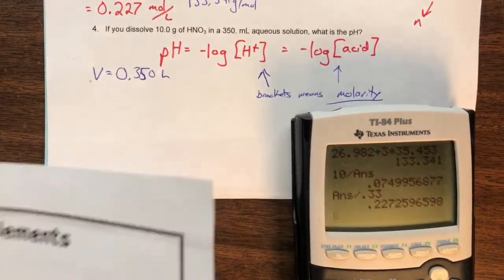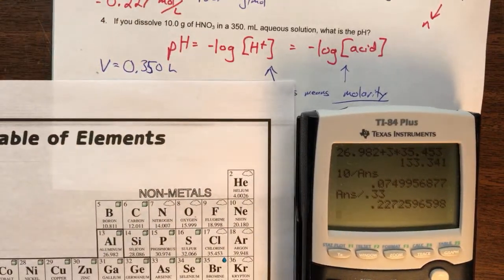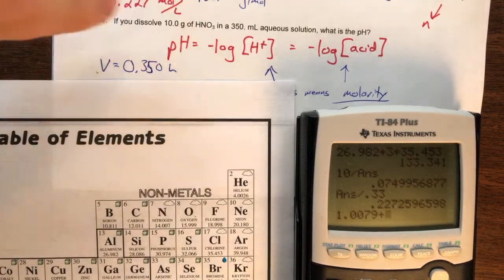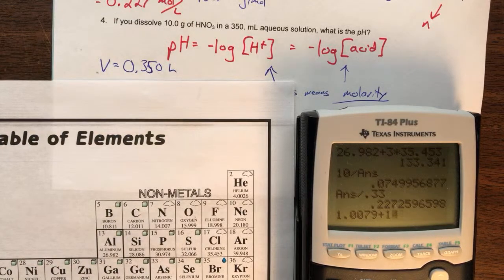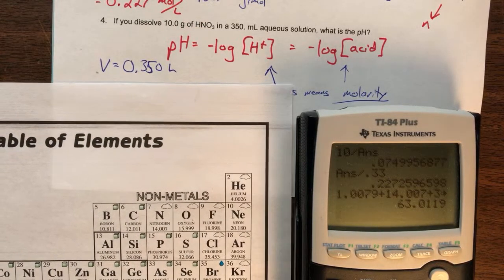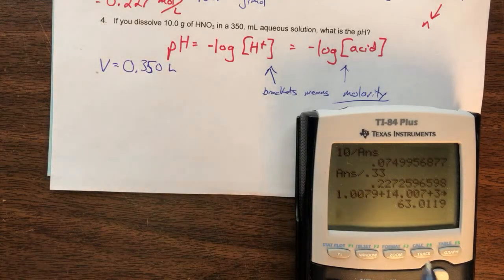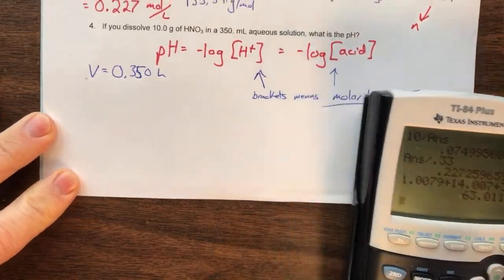Periodic table. Nitric acid has 1 hydrogen, right? That's going to be 1.0079. It has 1 nitrogen, which is 14.007. And there are 3 oxygens. So it's 3 times your oxygen, which is 15.999. So nitric acid works out to be 63.012 or 0119. That's your molar mass of nitric acid.